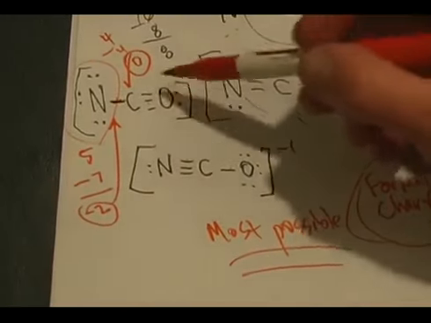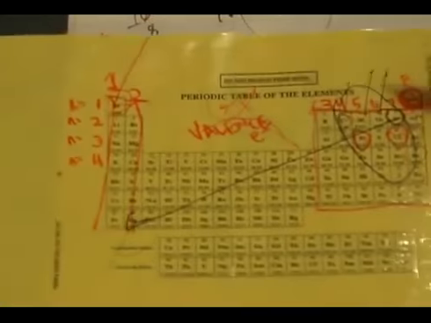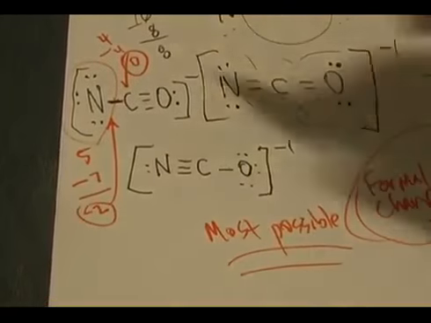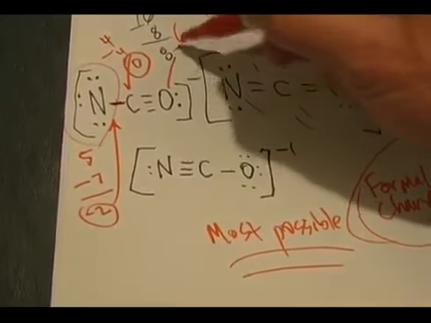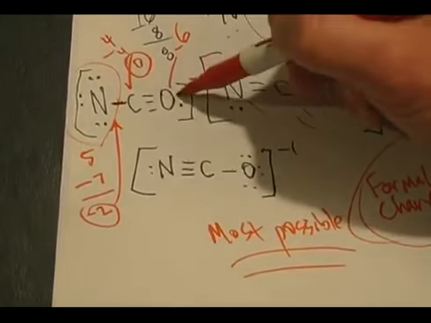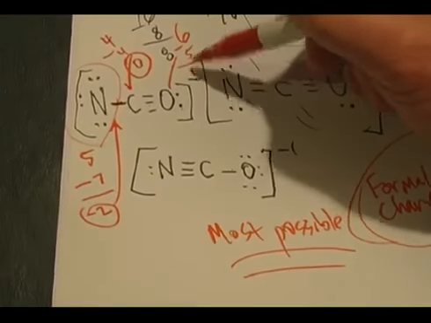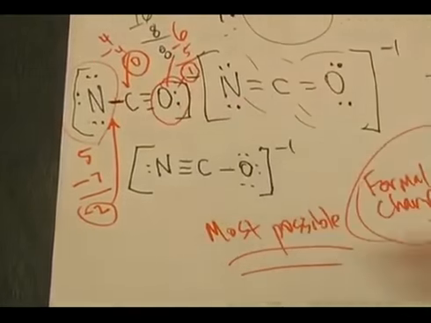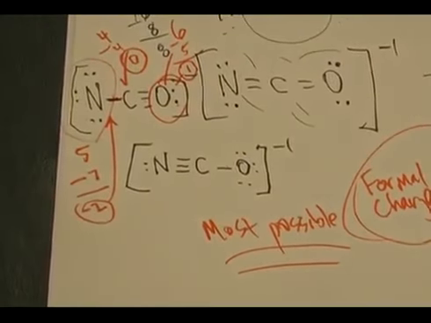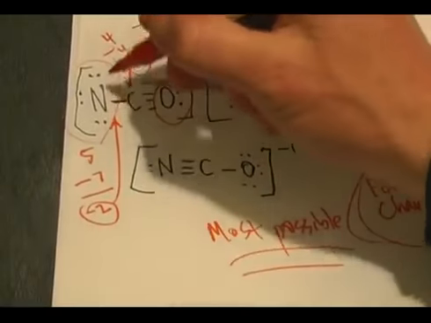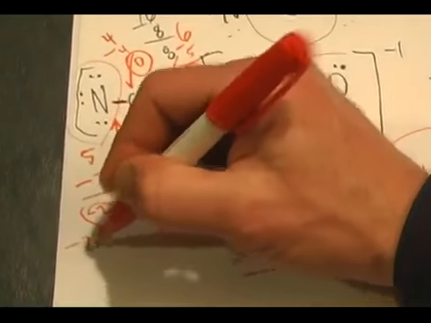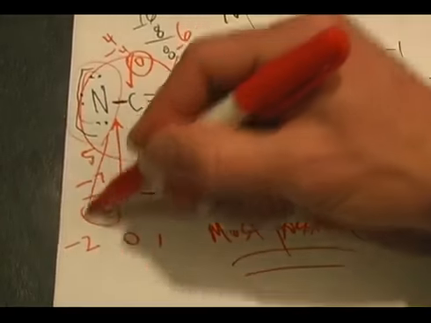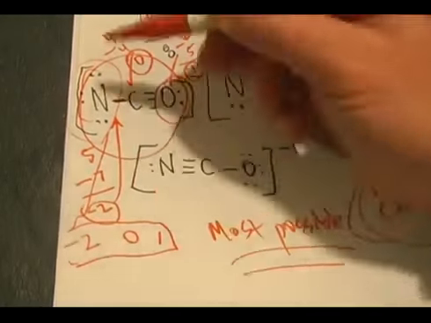Now let's take a look at this oxygen. If you look on the periodic table, this oxygen right here has got 6 valence electrons. And then in the Lewis electron dot structure, 1, 2, 3, 4, 5. 6 minus 5 is 1. So in this structure, I have formal charges of negative 2, 0, and positive 1. Okay? Now let's assign them in another structure.